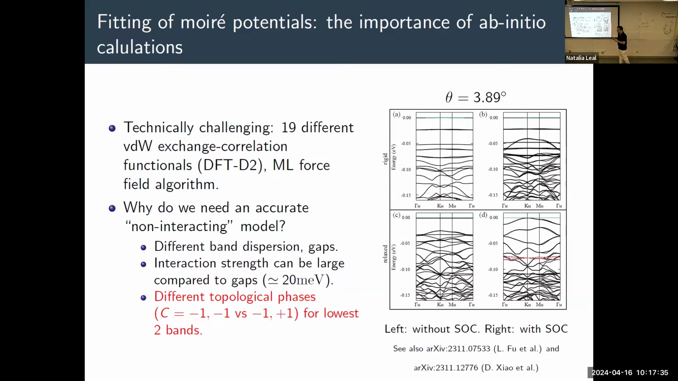But maybe more importantly, even the topological characterization of these bands will depend on the parameters that you have. And we found that in some of the earlier papers, from like 2 years ago, the parameters they had gave Chern numbers that were not the ones that you would expect now for something at 3.7 degrees.